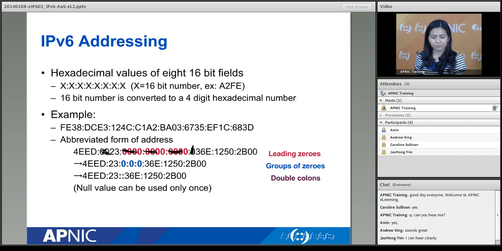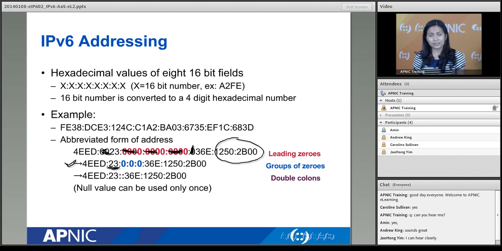How about this one? Can you remove 0 in 1250? Obviously not. And also 2B00 should remain as 2B00. So the result after you remove all the leading zeros should be this second line. Okay, notice here that you've already removed 00 from 00 to 3.